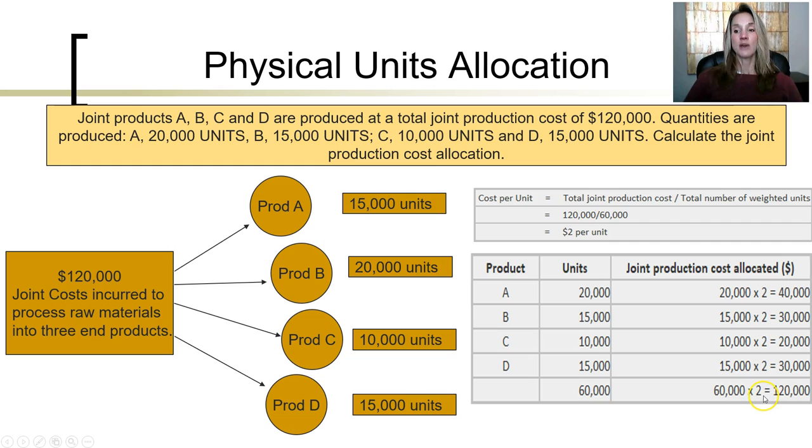Thus, we have now allocated the $120,000 of total joint costs to the four different products. This helps us properly price the products when we know not only the direct cost of each product produced, but also any joint cost produced.